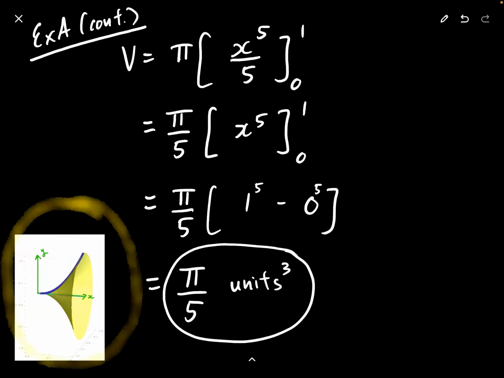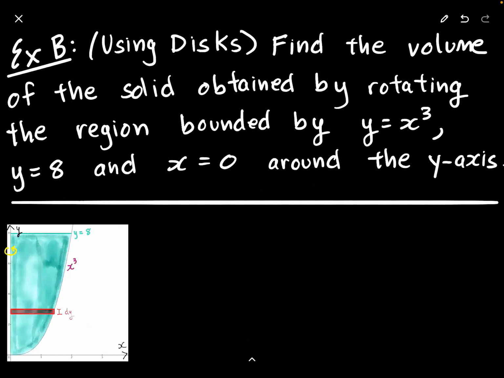Next example, find the volume of the solid obtained by rotating the region bounded by x cubed, the lines y is equal to 8 and x is equal to 0, around the y-axis. So again, the first thing, you can draw the planar region. So here you have x cubed, the line y is equal to 8 is on top, and x is equal to 0 is the y-axis.